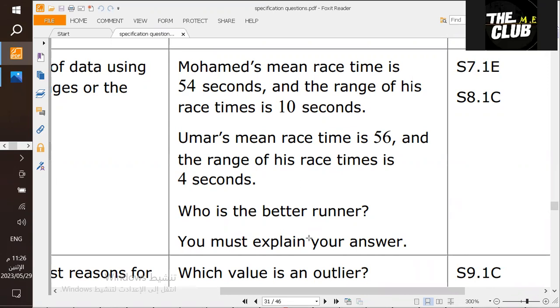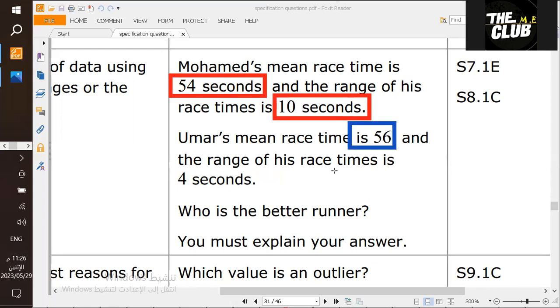Listen, the question says Muhammad's mean race time is 54 seconds. So this is the mean of Muhammad, and the range of his race time is 10 seconds. Now let's talk about Umar. Umar's mean race time is 56, and the range of Umar's is 4 seconds. Now, which one is better, Muhammad or Umar? That's the question, and you have to explain.